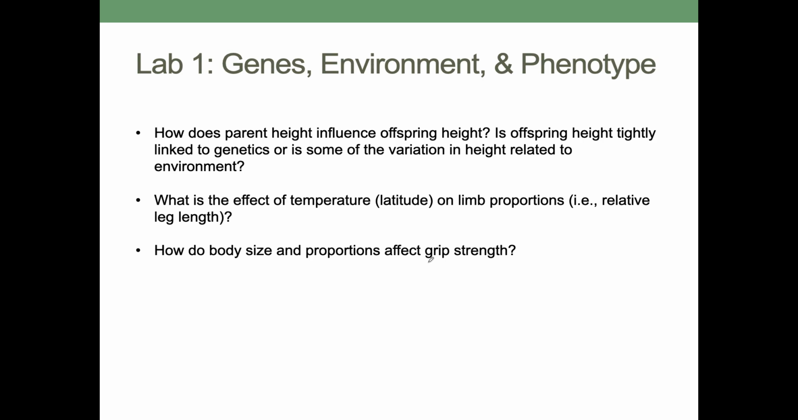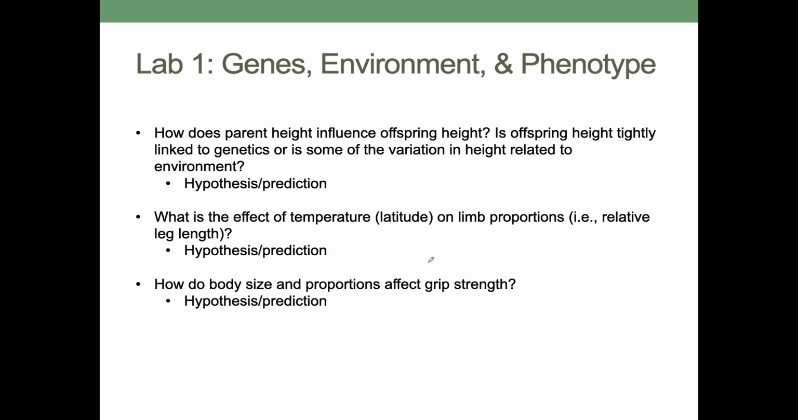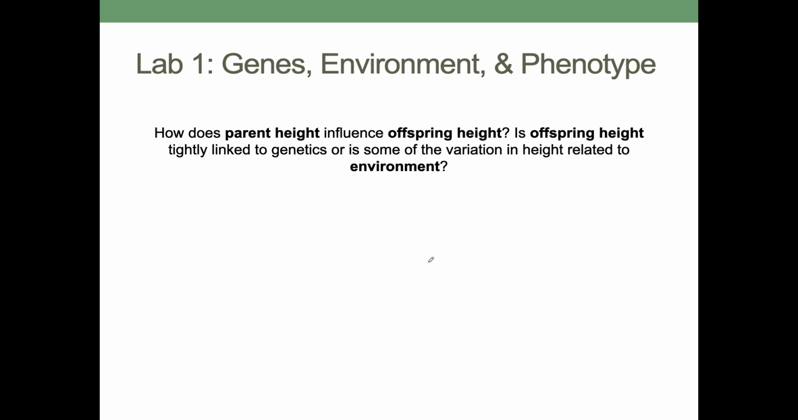And these are like 3 different traits, just looking at height, looking at temperature and limb proportions, and looking at strength, grip strength. We talked a little bit about that in this lecture as well. Okay, so for each of these, for lab 1.1, again, due today on Blackboard, you have to come up with a hypothesis or prediction for each of them. Next lecture, we'll discuss these different questions and some of the hypotheses that you came up with.